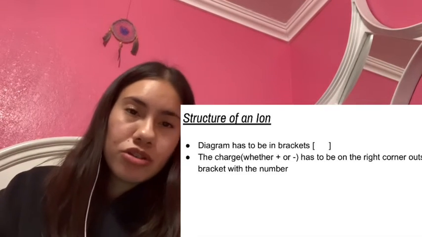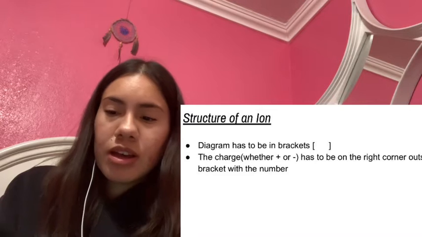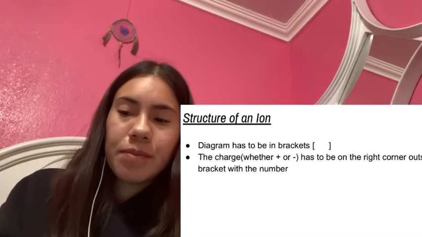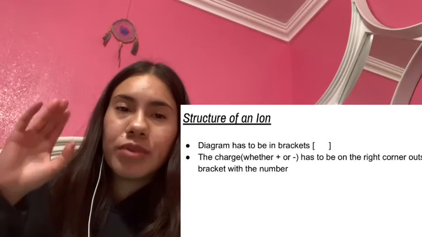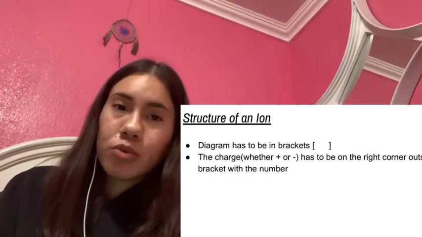In the structure of an ion, we're going to have the diagram in these brackets, and you're going to be putting the charge, whether positive or negative, outside of the bracket on the right corner, and you're going to put it with the quantity, like a positive 2 charge or negative 5 charge on the right corner.